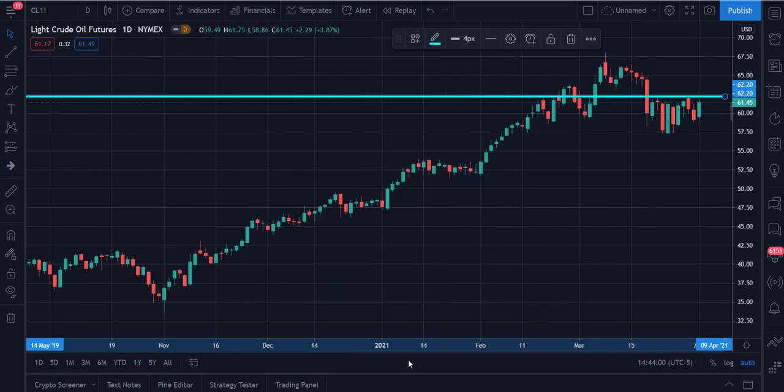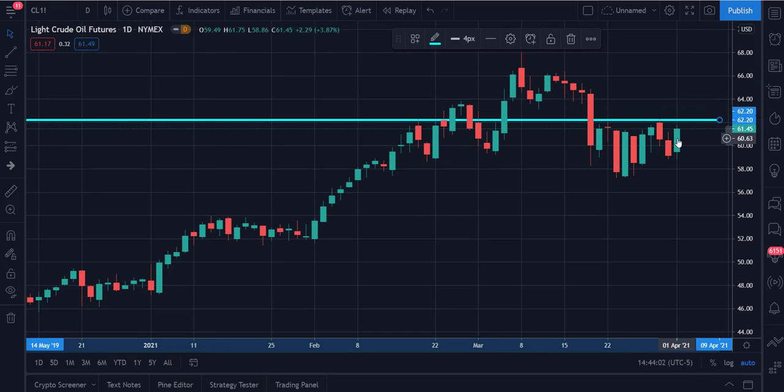But ultimately, I would expect to see a retesting of this $62 level. If it does not pass that and stay above it, ideally you want this resistance to become support if it's going to be bullish. And I would ultimately let the market show me rather than pushing it.